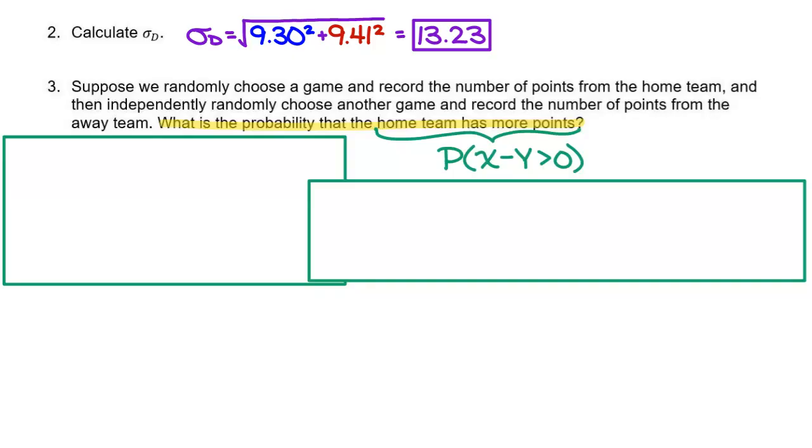I would like for you guys to finish out your picture. So add your lower and upper boundaries, add your shading, and then I want you to calculate the probability that x minus y is greater than 0. We'll check back in about a minute and a half, 2 minutes.